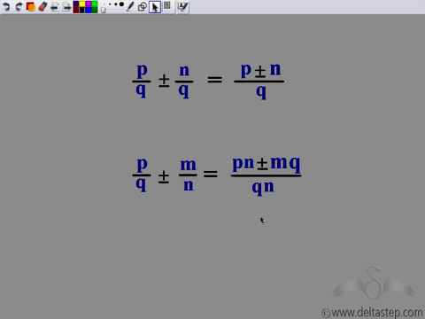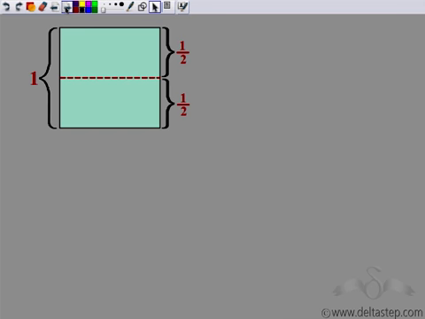Now what about multiplication? How do I multiply rational numbers? So let's look at this. Let's take a piece of paper which has a unit length. Now I divide it into half. This is half, this is half. I have divided this 1 into 2 equal parts. So each part represents 1 by 2.